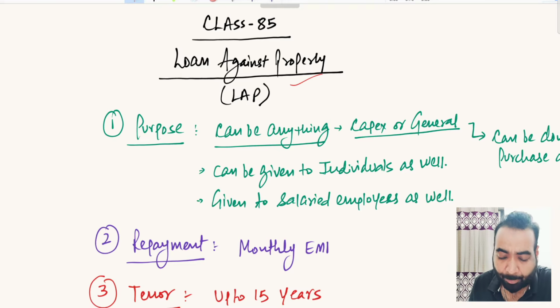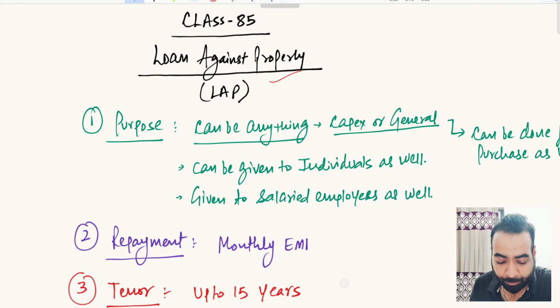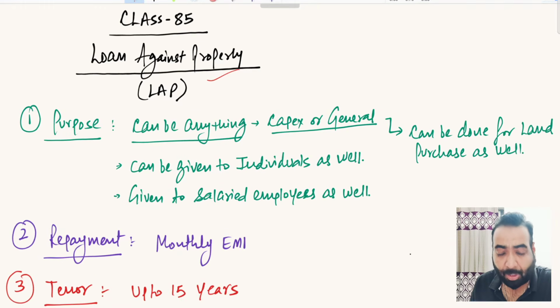So loan against property, what is the product, what are the key features of this product, let us understand in this video. So what is the purpose? The loan against property product is a very broader concept, right? Even a salaried employee can get a loan against property. Even I can get a loan against property. Even a businessman can get a loan against property. So the product is open to everyone who has income to repay the loans and property to offer, of course.